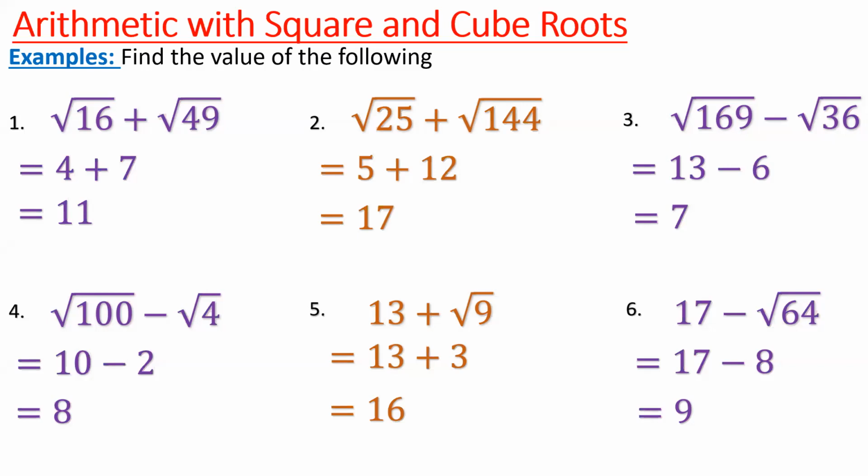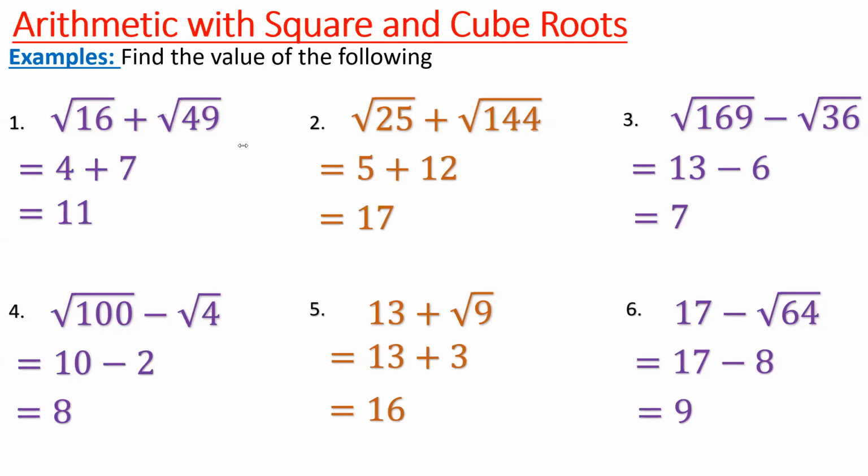Yes, sir. You understand how we got our answers? Okay, explain number 1 for me. Okay, so number 1 is the square root of 16 plus the square root of 49. The square root of 16 is 4 plus the square root of 49, which is 7, and 4 plus 7 is 11. Very good. 4 plus 7 is 11.